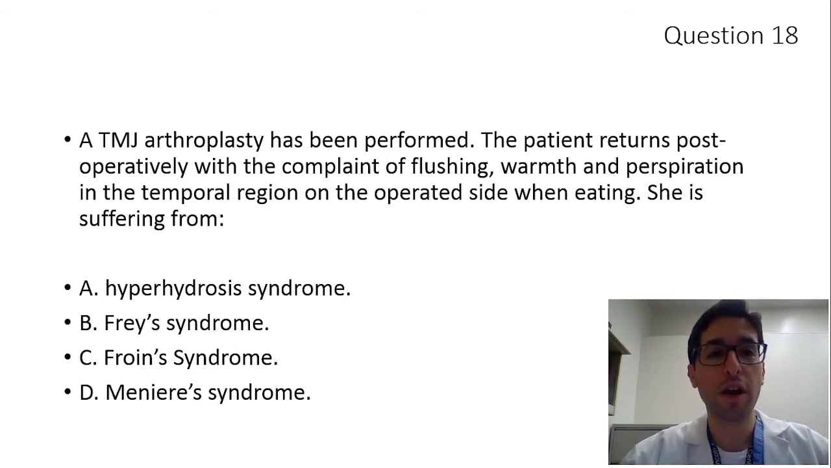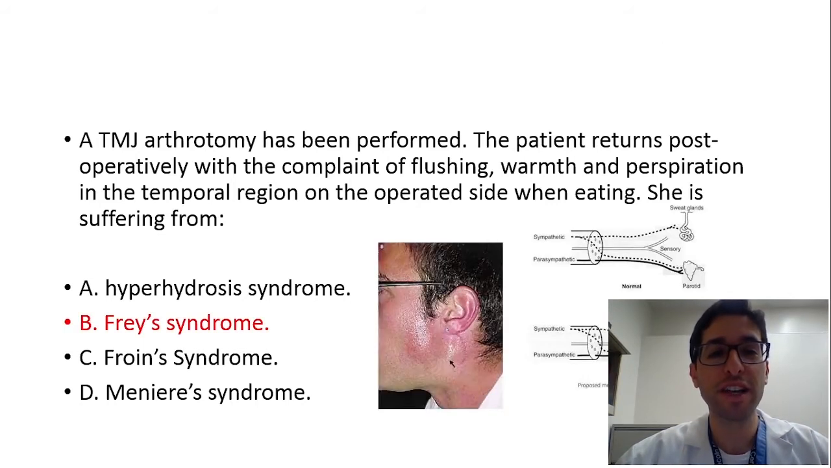Question 18. A TMJ arthroplasty has been performed. The patient, okay, this is very good, post-operatively complains of flushing, warmth, and perspiration. So, do you guys recognize what that is? That is Frey syndrome. So, this is gustatory. As you're chewing, you set off the parasympathetics, and you get sweating and flushing in this preauricular region.